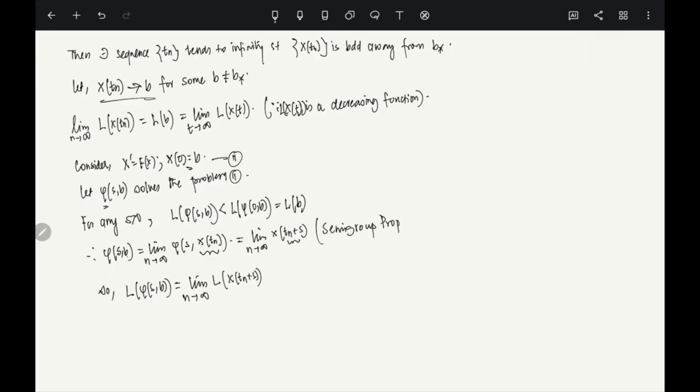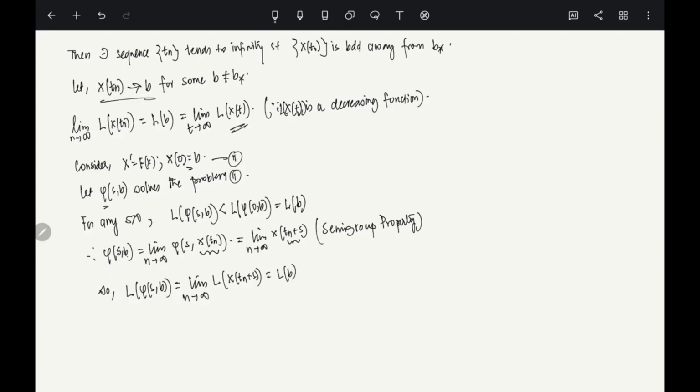Group property. Okay, so we are just changing the initial data, so the point from, let's say, x0 to x at the point Tn. That's what I'm doing. Okay, so that is the limit as n tends to infinity of L of x of Tn, which is nothing but L of b, as you take the limit inside, because L is continuous and x is continuous. So if you take the limit inside, it's nothing but L of b.